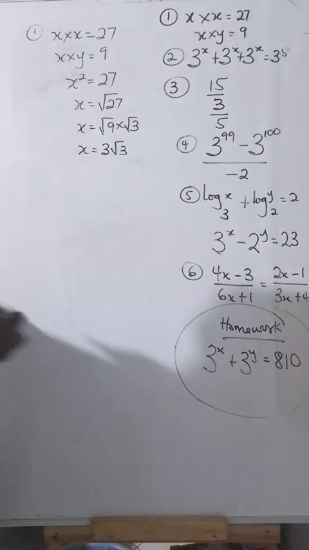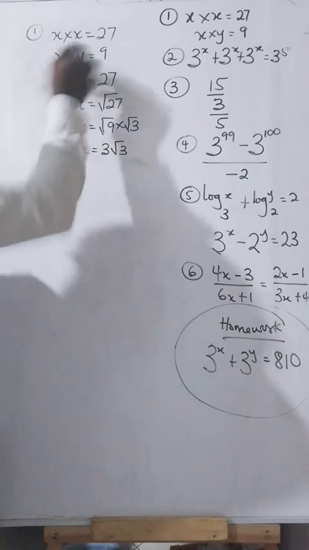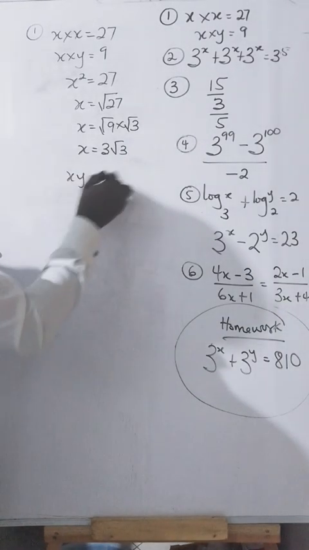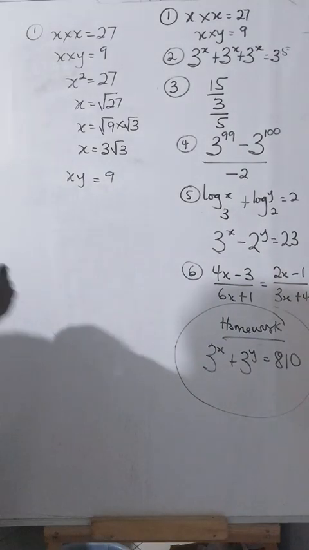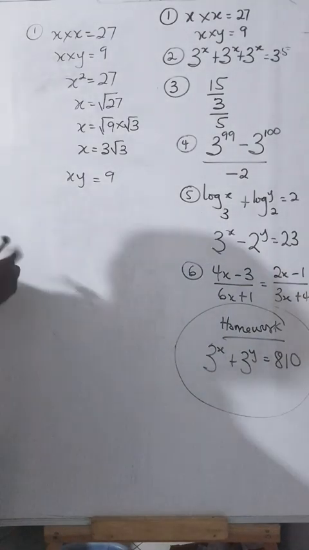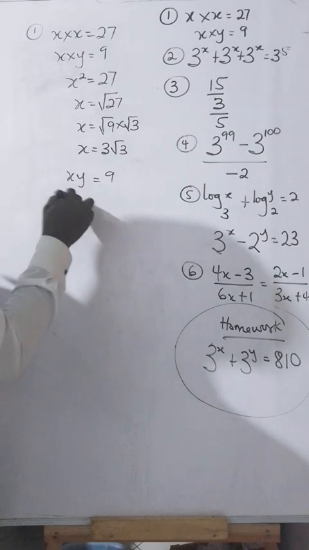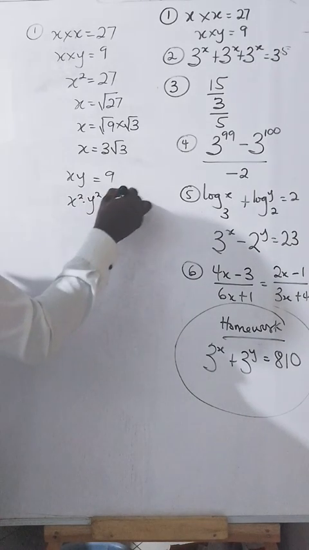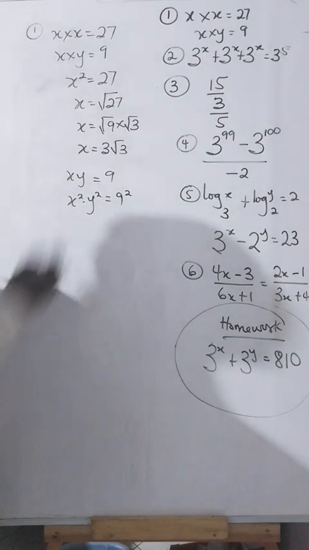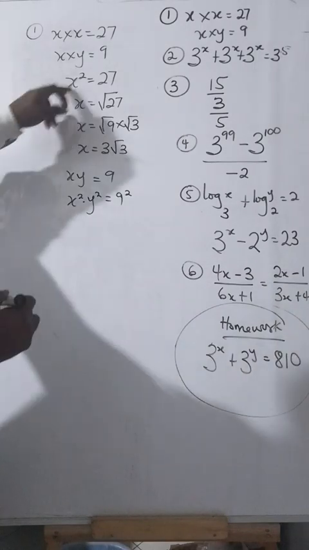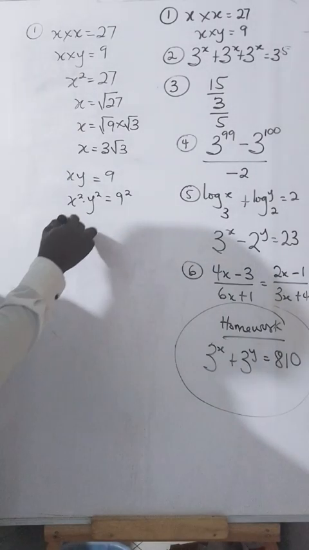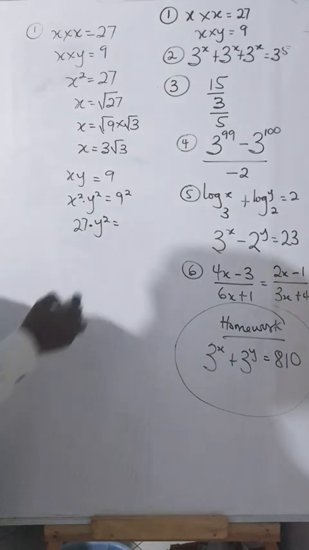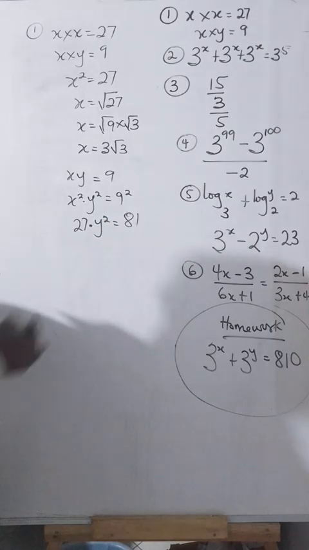Right, then to find the y, we have xy equals 9. That's x times y equals 9. So what you have to do is to square everything. So x squared times y squared equals 9 squared. Remember we have x squared to be 27, so replace it here. 27 times y squared equals what? This is 81, 9 squared is 81.